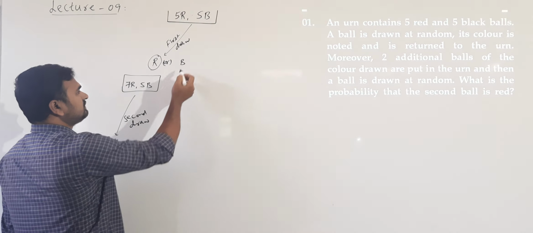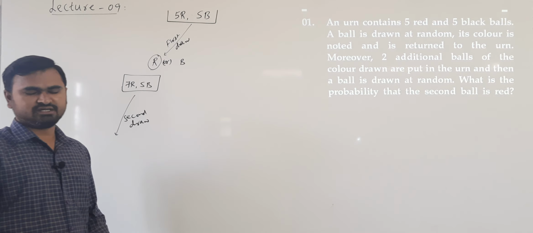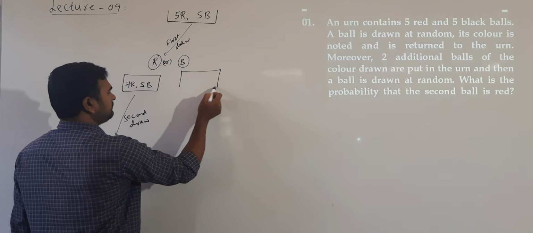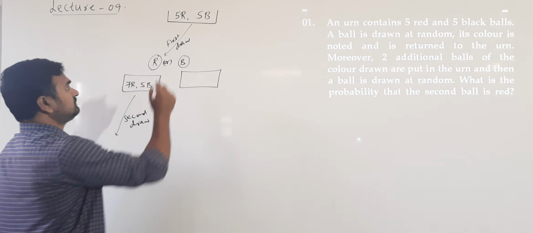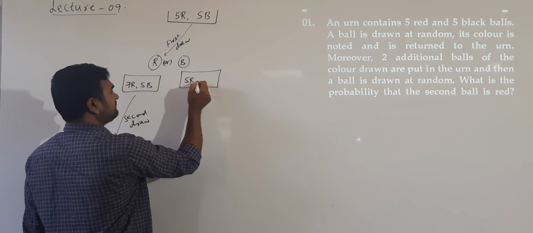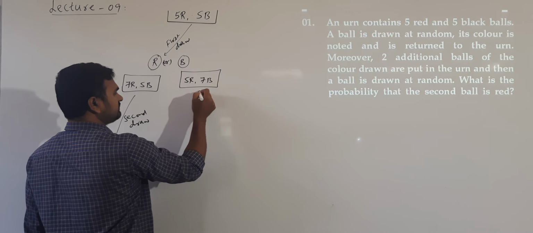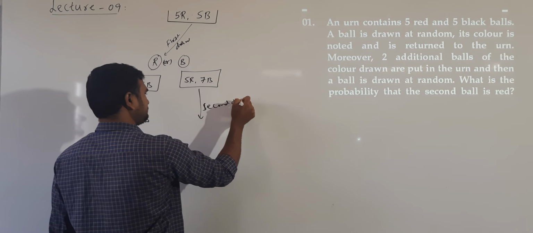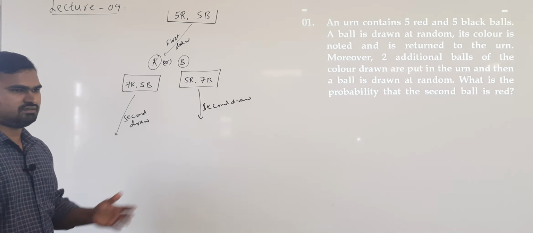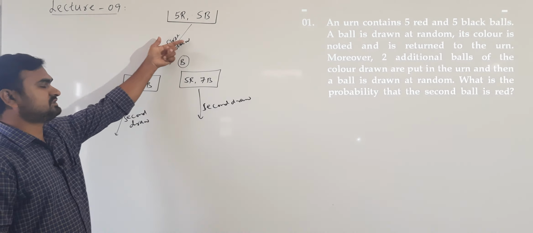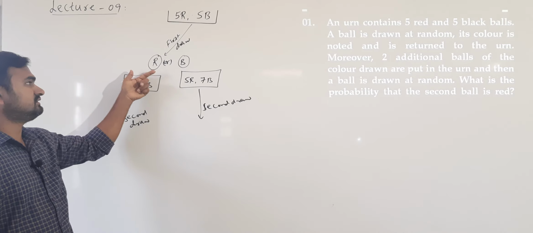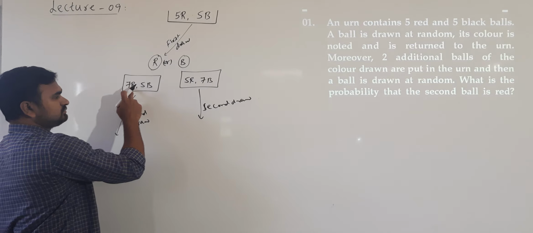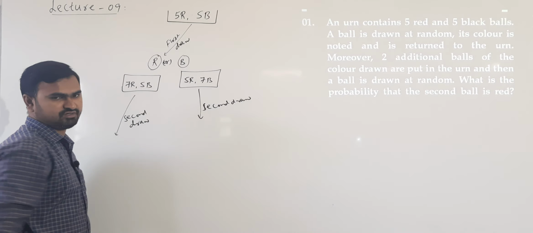Or the first one may be black. If it is black, we add 2 more black balls to the box. So here it is 5 red balls and 7 black balls. Now from this we do the second draw. Understanding? The second draw depends on what we draw in the first draw. It may be red or black. If it is red, we add 2 more red balls, so there are 7 red balls and 5 black balls.